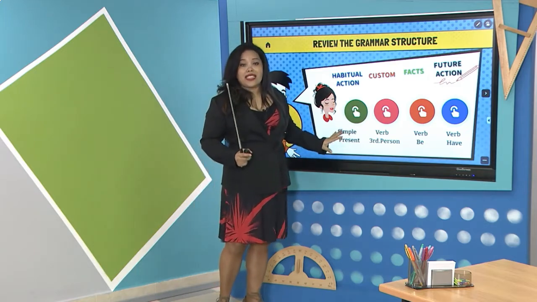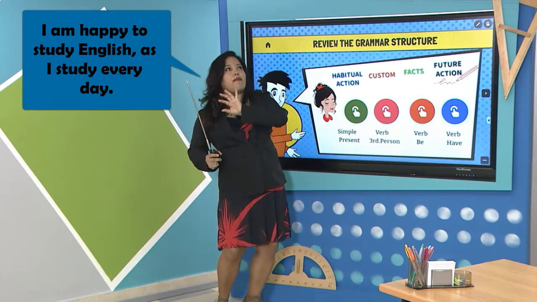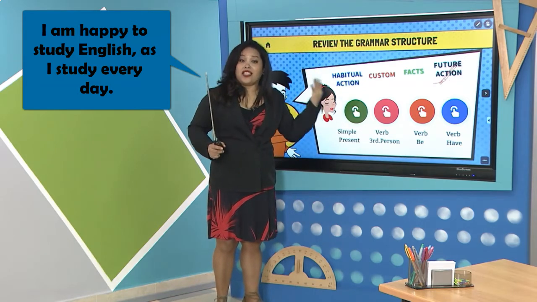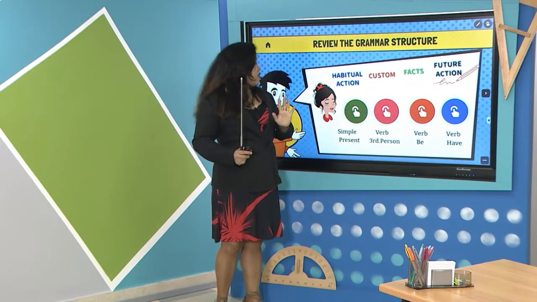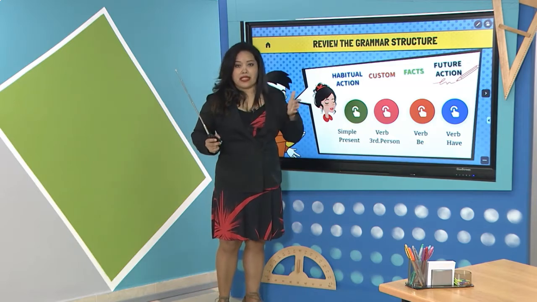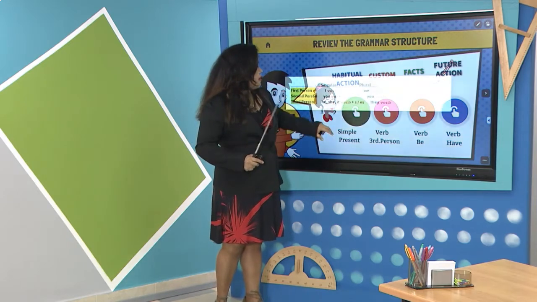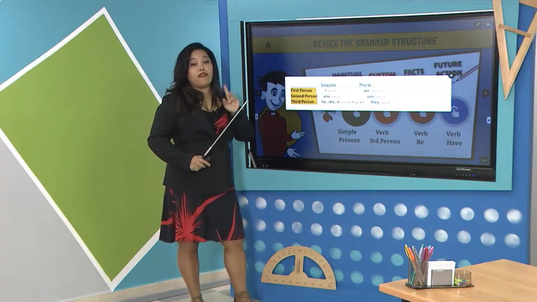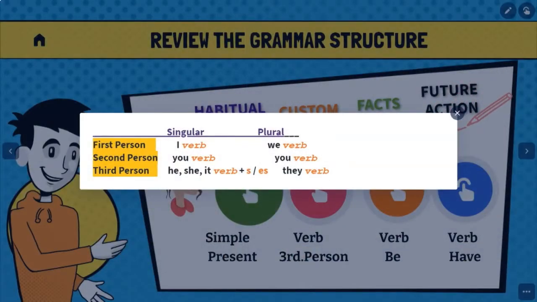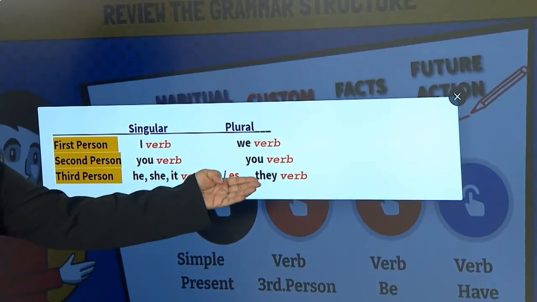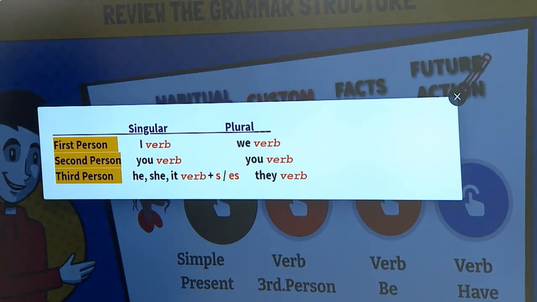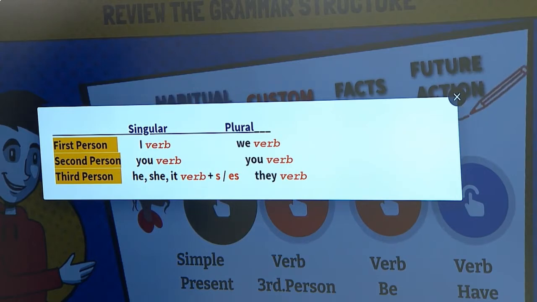Let me give you an example of a simple present. I am happy to study English as I study every day. So this is an example of simple present tense. Let's see this chart. Okay, we have first person singular, I plus the verb, and plural, we plus the verb. Second person singular, you plus the verb, and in plural, you plus the verb. And third person singular is he, she, or it plus the verb plus s or es. And in plural is they plus the verb.